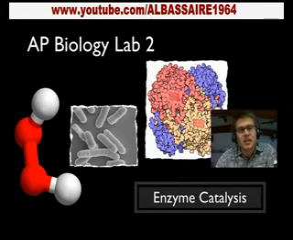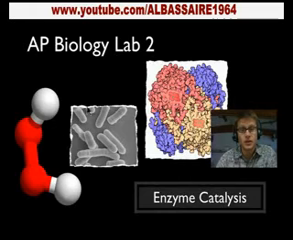Hi, and welcome to the AP Biology Lab 2 walkthrough. This is on enzyme catalysis. This is actually the first lab that we do throughout the year. Some of the diagrams that I have here, this is actually hydrogen peroxide. Hydrogen peroxide is going to be the substrate that we use in this experiment.